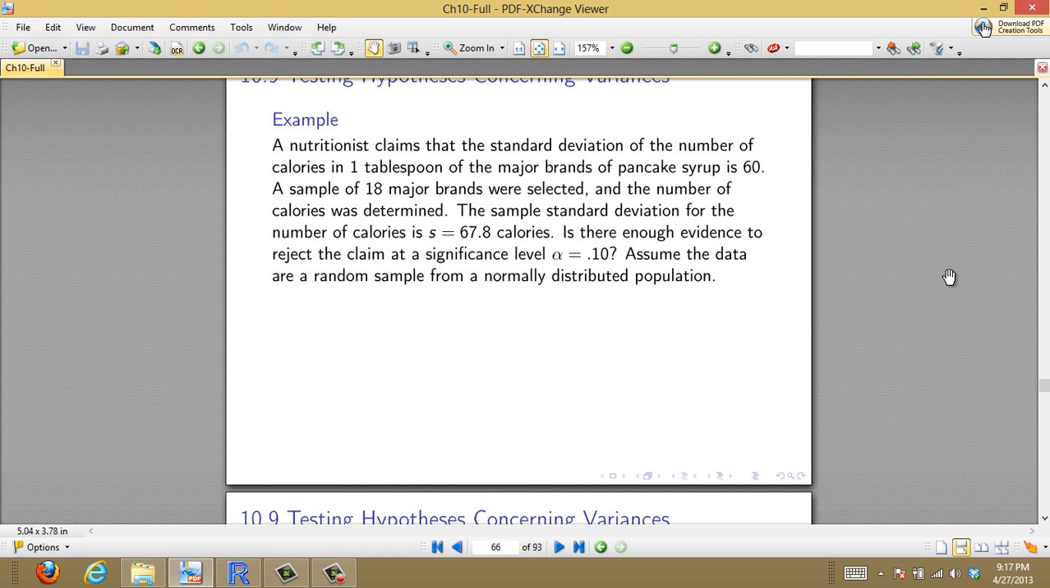So a nutritionist claims that the standard deviation of the number of calories in 1 tablespoon of the major brands of pancake syrup is 60. She took a sample of 18 major brands and calculated the number of calories for each brand. The sample standard deviation for the number of calories was 67.8, and our question is: is there enough evidence to reject the claim of the nutritionist at a significance level of 0.1? And we're going to assume that all the appropriate assumptions are made.